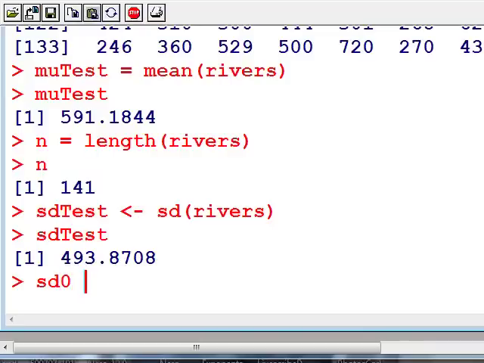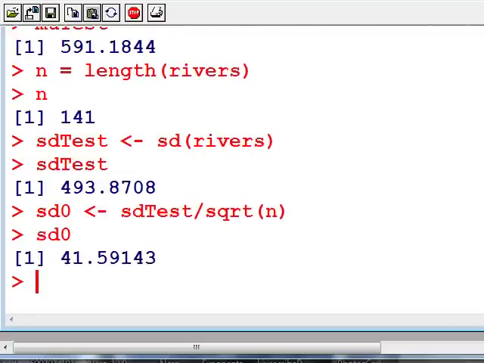the scaling using the number of samples, which is the 141. Okay, and that would be take the test divided by the square root of m, and the command in R, as you probably already know, is sqrt, which gives you square root. And let's see what that looks like. 41. Okay, so that makes a little more sense.